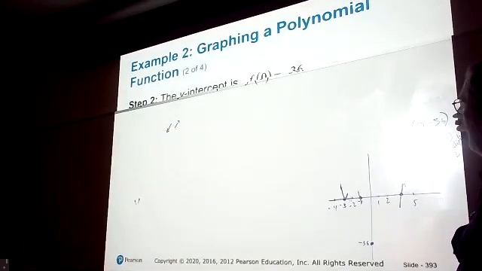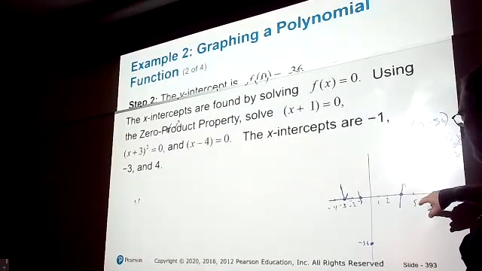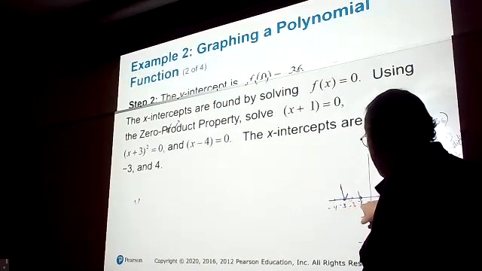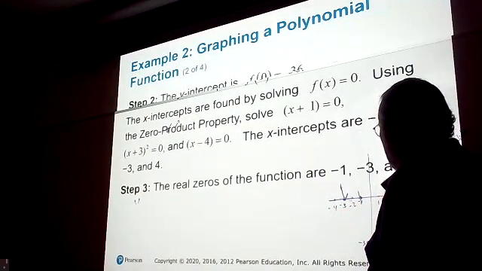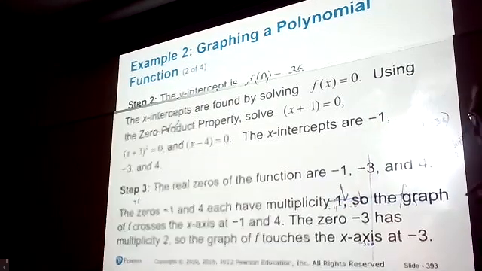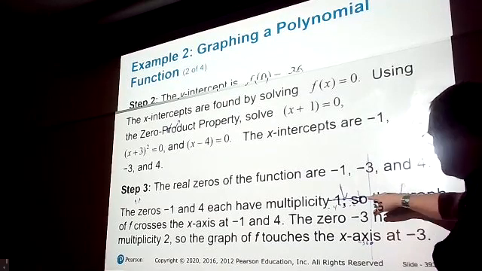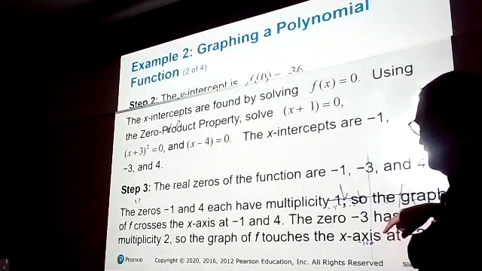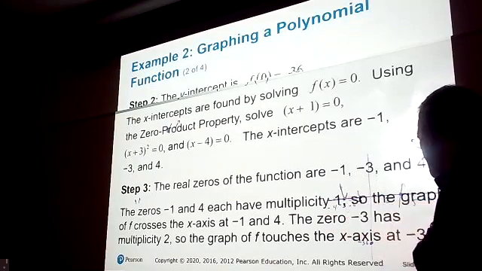The y-intercept, the x-intercepts are setting it equal to 0. So the real zeros are -1, -3, and +4, the same numbers. Zeros -1 and 4 have multiplicity of 1, so the graph passes through. And -3 has a multiplicity of 2, so it just touches.